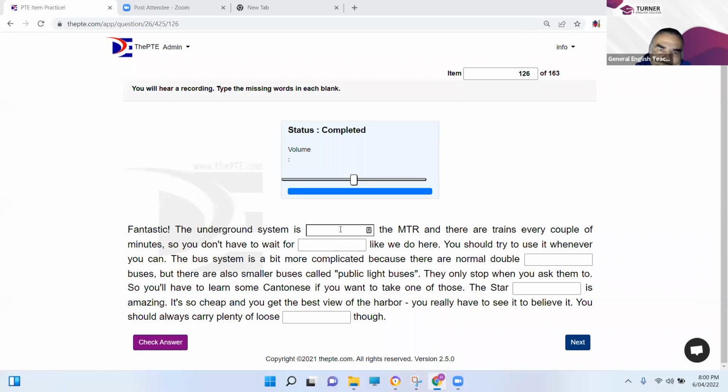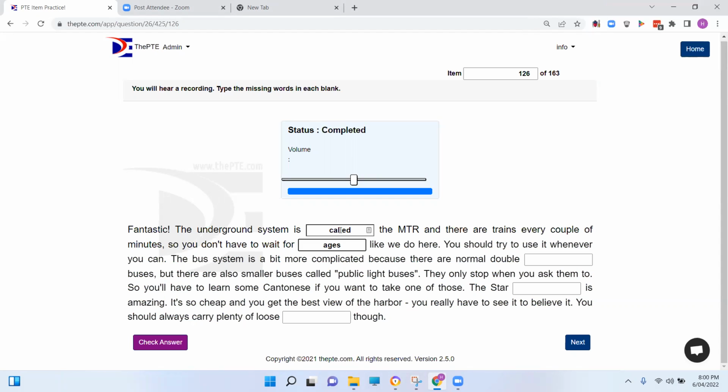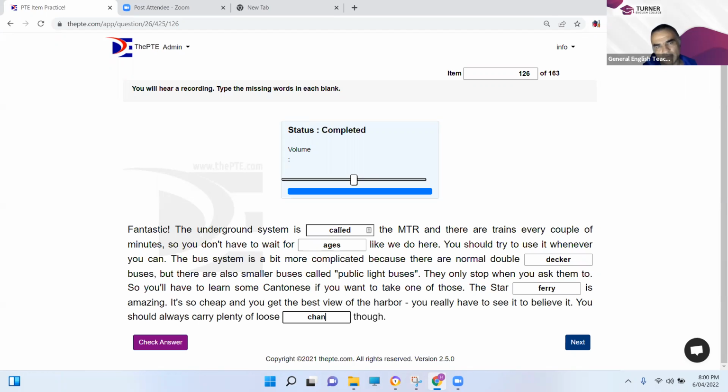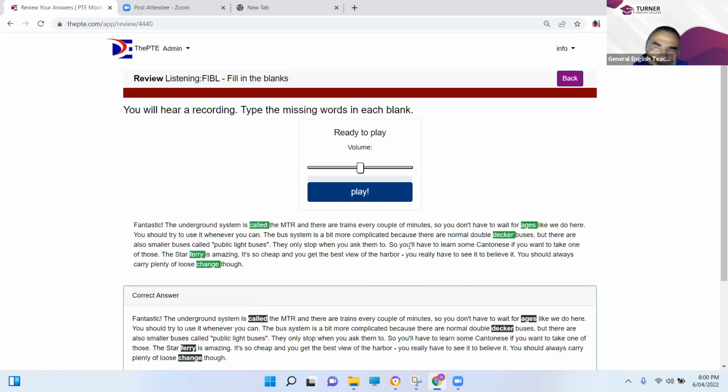Sorry, Yogita, please, if you have written. Yes. The system is called, very good, MTR. Next. Ages. Wait for ages. Good. Next. Decker. Double-decker buses. Good. Next. Ferry. The Star Ferry. And change. Very good.